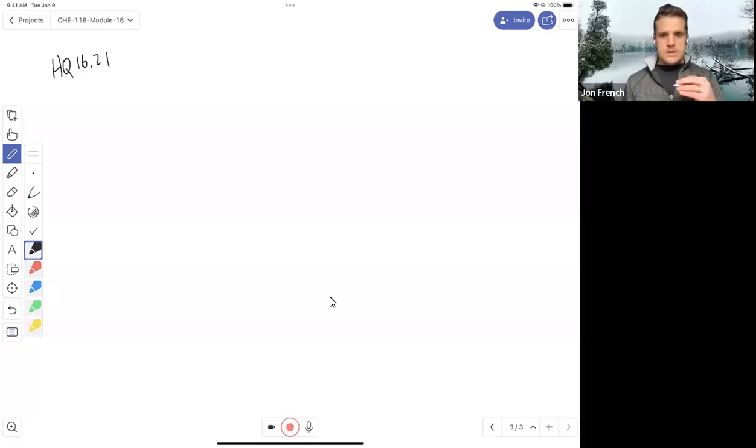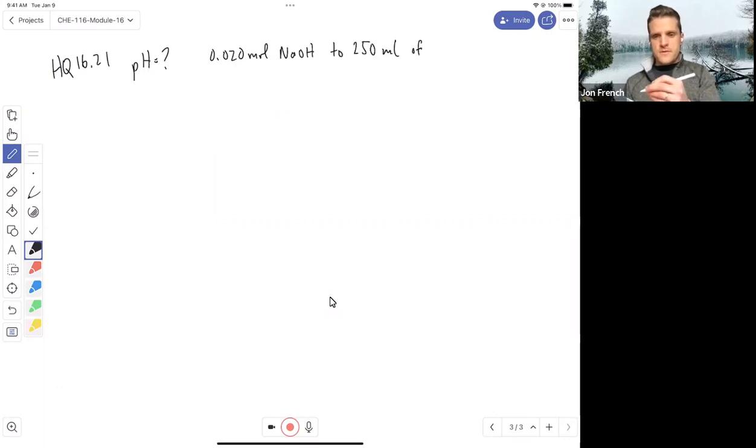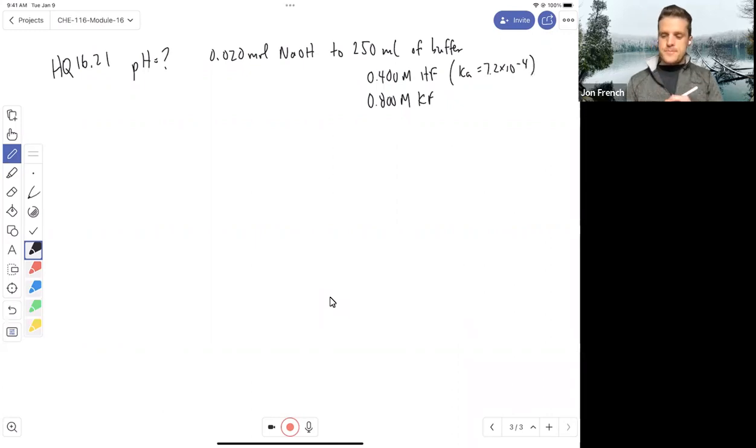So for question 21, we're asked to find the pH of a solution after adding 0.02 moles of sodium hydroxide to 250 milliliters of a buffer. And that buffer contains 0.4 molar HF and 0.8 molar potassium fluoride. And they tell us that the Ka for HF is 7.2 times 10 to the minus 4.